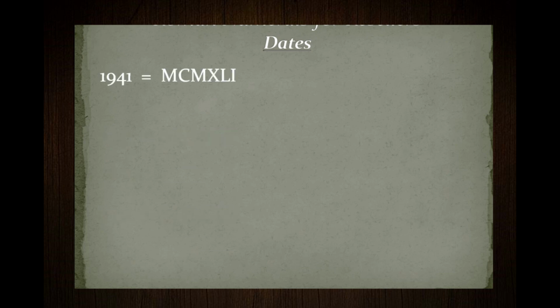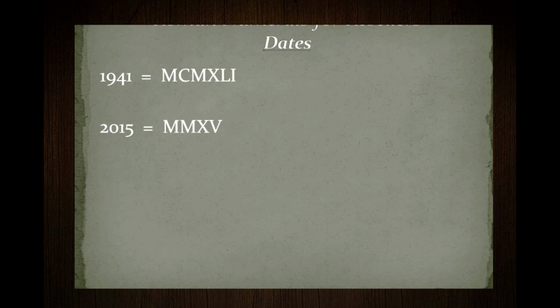Here's 1941. The M is for the 1,000. To get 900, the 9, you're going to have to subtract from 1,000, because there are no 9s in Roman numerals. A C is 100, so if we put a C in front of the M for 1,000, we now have 900. To get the 40, again, there is no 40, so we're going to subtract 10 from 50. The L is 50. We've put an X in front of it to subtract 10 from it. So that's 40. And then an I is 1.